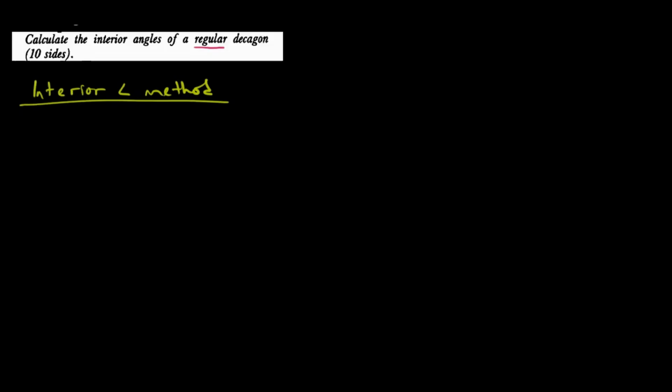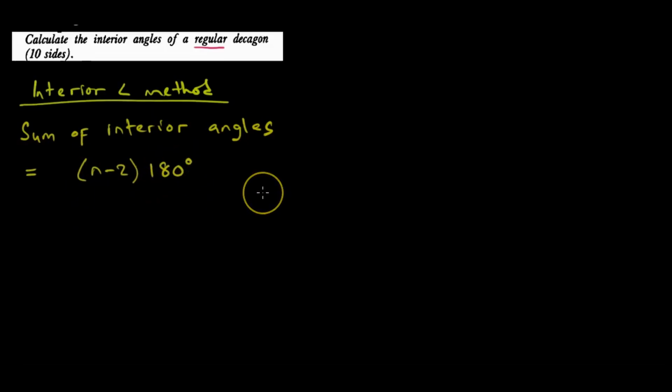What are we doing? What are we saying? So looking at the interior angle method, tells us to calculate the interior angles of a regular decagon. Saka the sum of interior angles, you have to always remember this little formula. The sum of interior angles is equal to n minus 2 times 180 degrees. So we want to find the sum total of angles, all the interior angles.